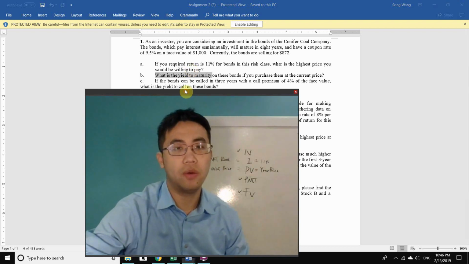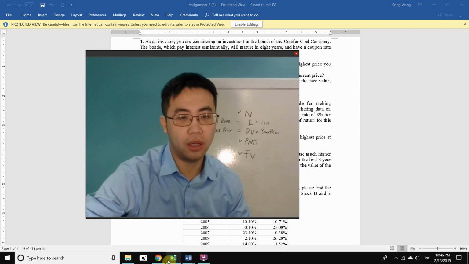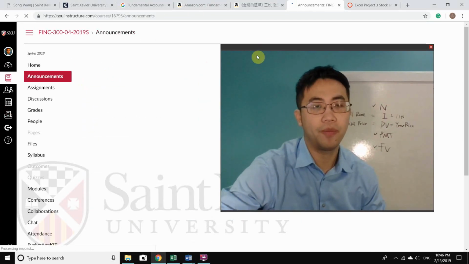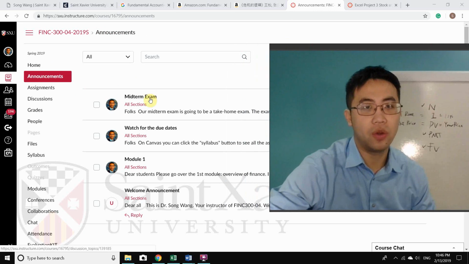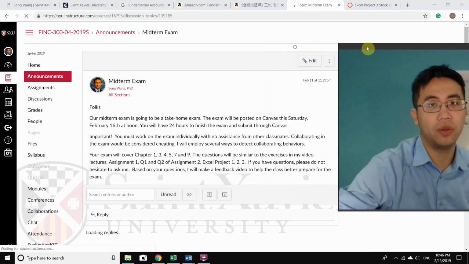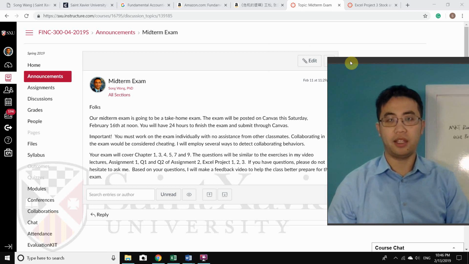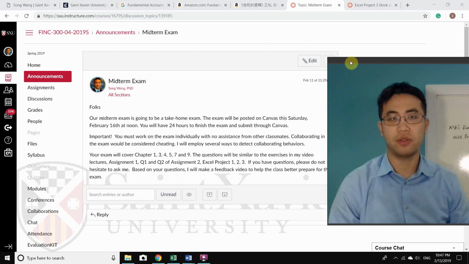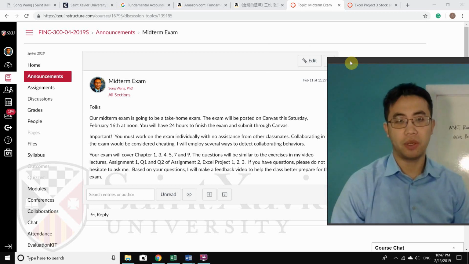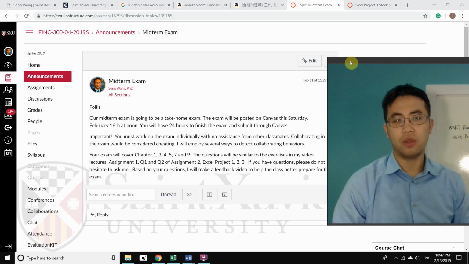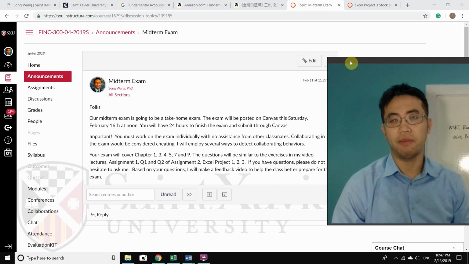For the rest of the exam, you also need to go over the Excels. You don't have to know all the calculator techniques because you have access to Excel on your computer. And if you have successfully done all those Excel projects, you could save a lot of time finishing the test questions.